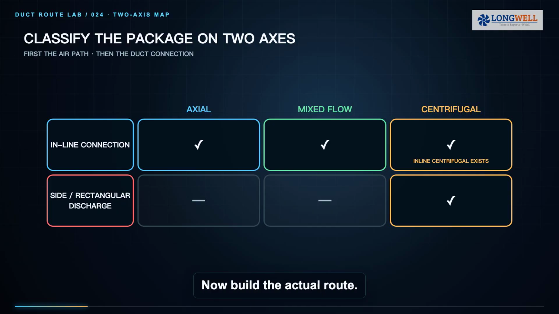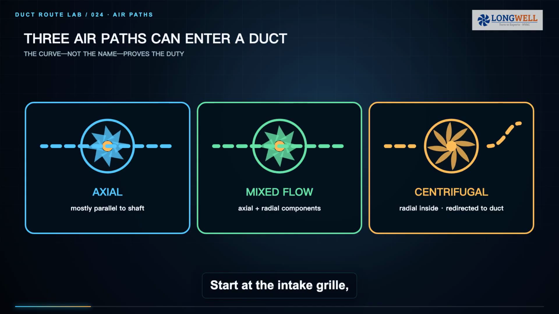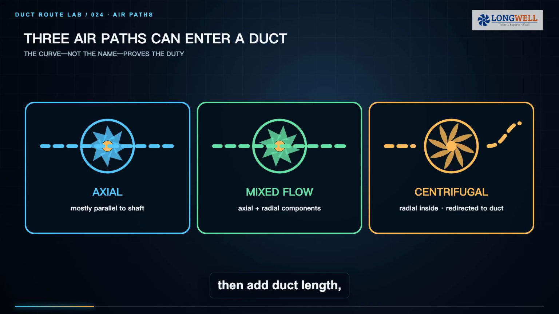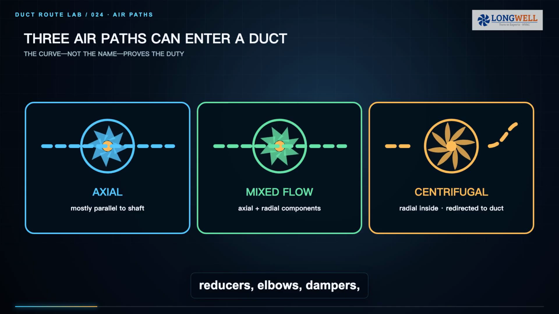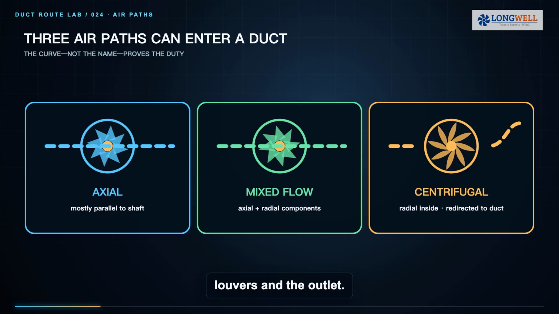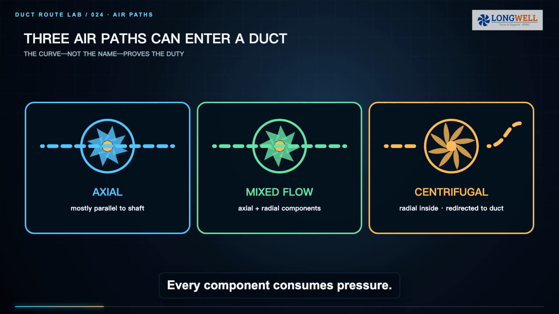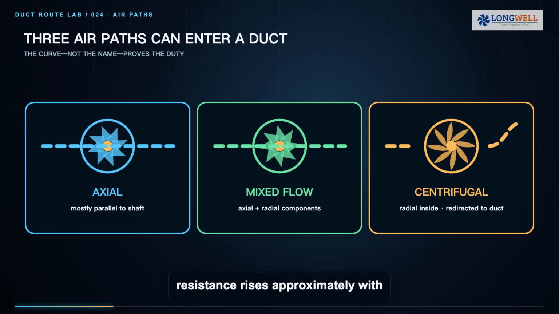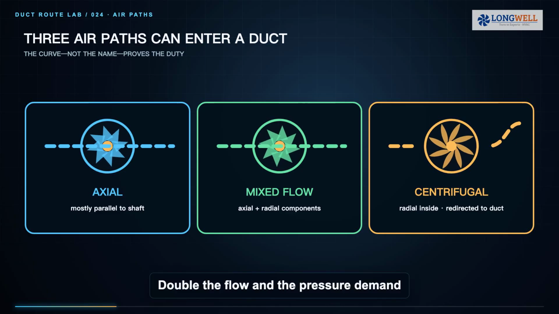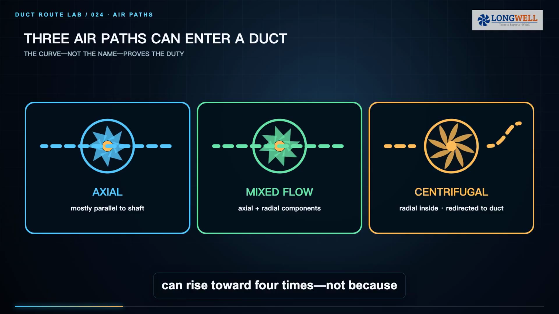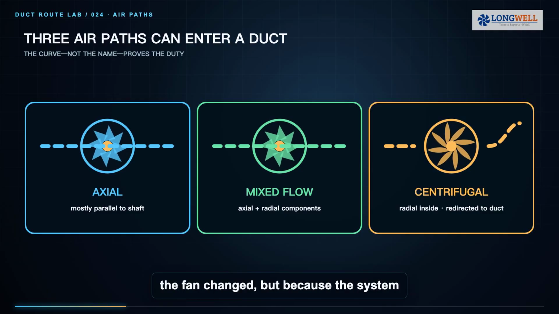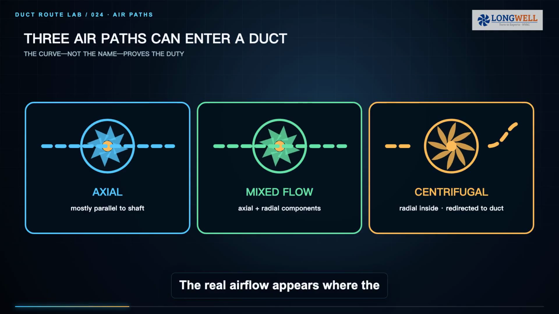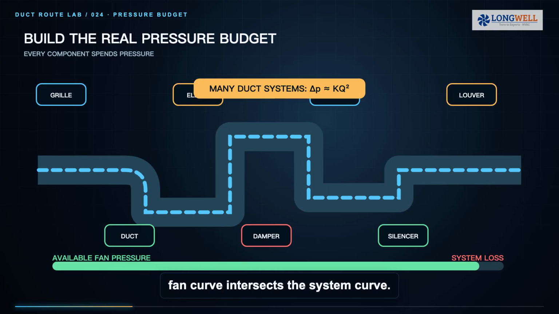Now build the actual route. Start at the intake grill, then add duct length, reducers, elbows, dampers, filters, silencers, coils, louvers and the outlet. Every component consumes pressure. In many turbulent duct systems, resistance rises approximately with airflow squared. Double the flow and the pressure demand can rise toward 4 times, not because the fan changed, but because the system did. The real airflow appears where the fan curve intersects the system curve.